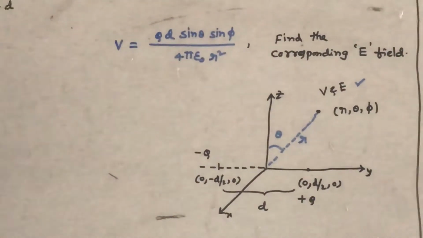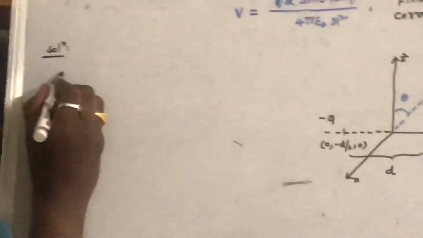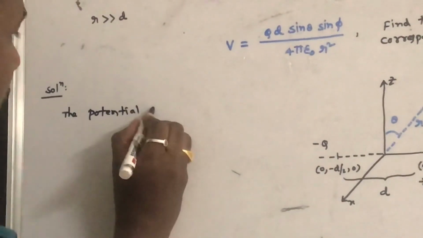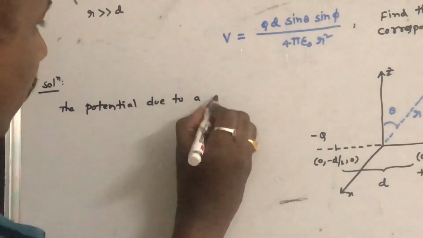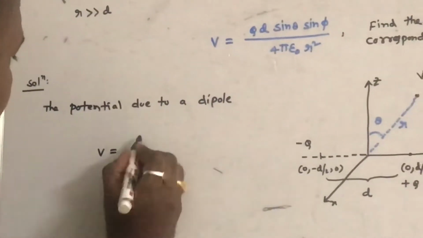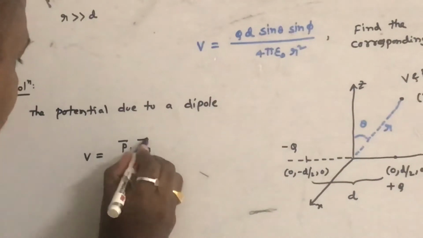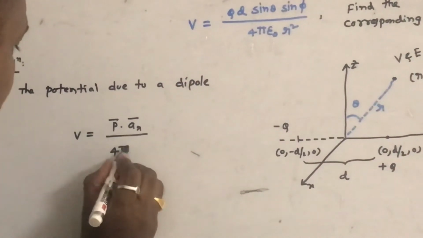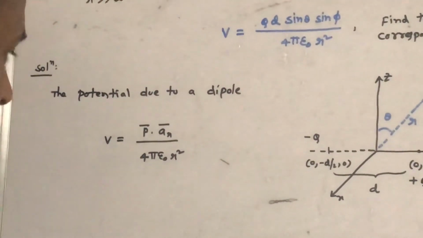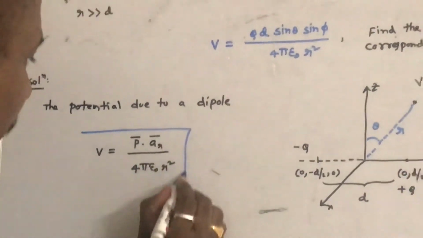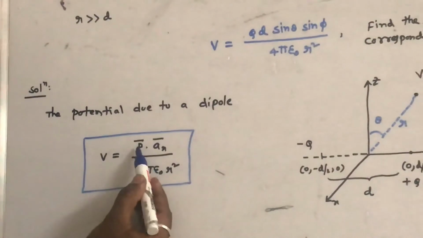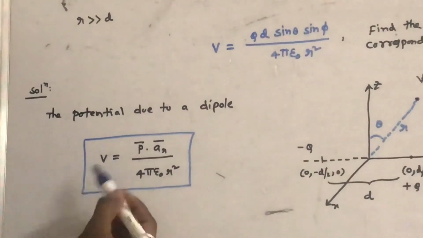For this we know the formula for the potential due to a dipole. The potential due to a dipole is V equal to P bar dot a_r bar by 4 pi epsilon naught r squared. So this is the potential because of a dipole at any distance r. We use this formula, a very important formula. So what is this formula? The potential due to a dipole at any distance r.